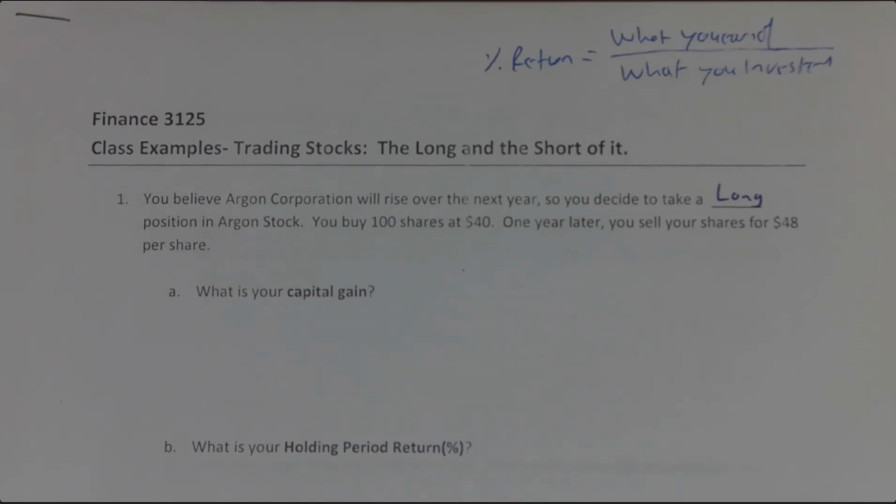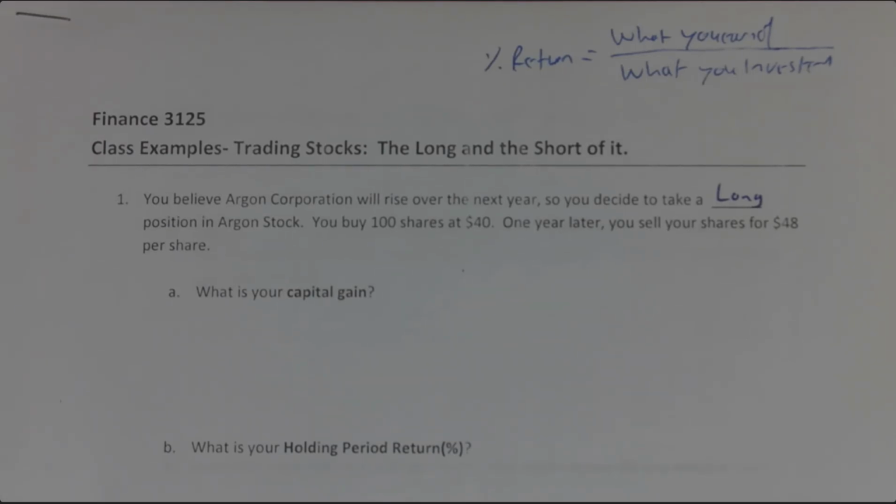Okay, we buy 100 shares at $40 a share, and a year later we sell our shares for $48 per share. What is your capital gain? Well again, the capital gain we just talked about, that's the increase in the value of our investment. Now we could do this two ways. We could multiply everything out, or we could do it on a per share basis.